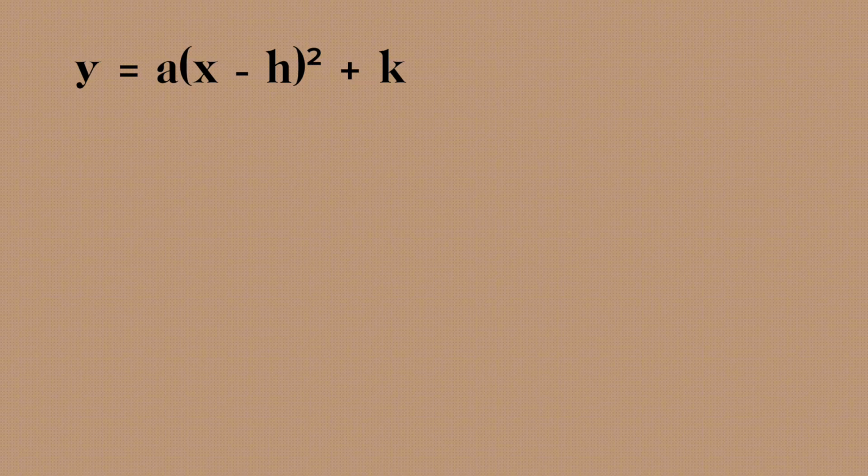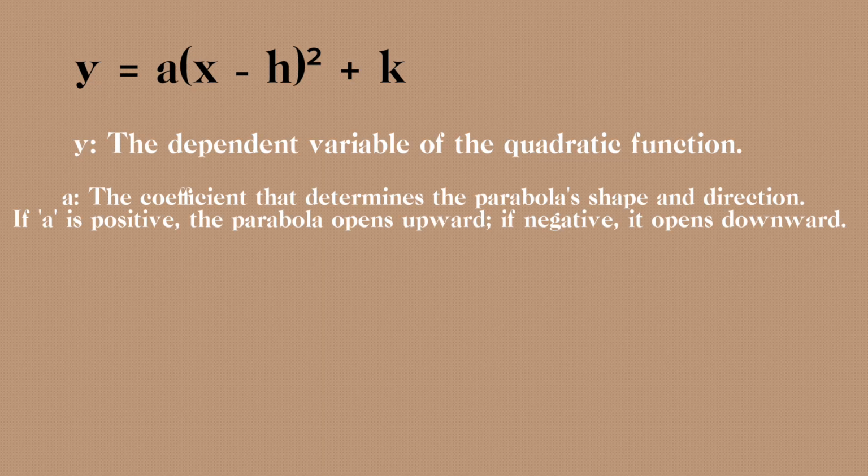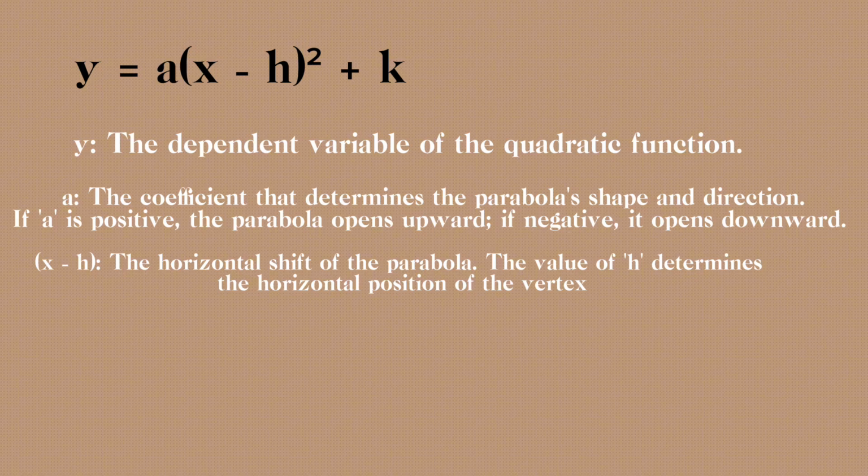Now that we've talked about how to interpret the vertex form, let's talk about what exactly these variables mean. y is simply the dependent variable of the quadratic function, which is what you've been using to write all your equations: y equals blah blah. The a variable represents the coefficient which determines the parabola's shape and direction. If a is positive, the parabola opens upward, and if a is negative, it opens downward.